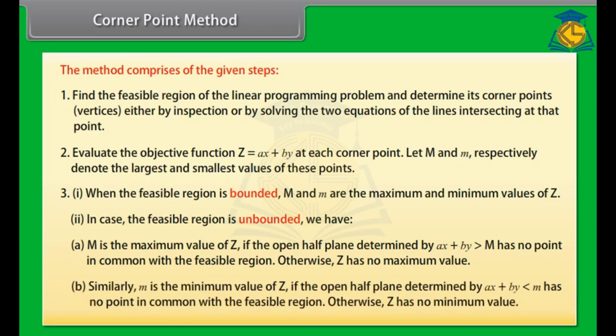b. Similarly, m is the minimum value of Z if the open half plane determined by ax plus by smaller than m has no point in common with the feasible region. Otherwise, Z has no minimum value.